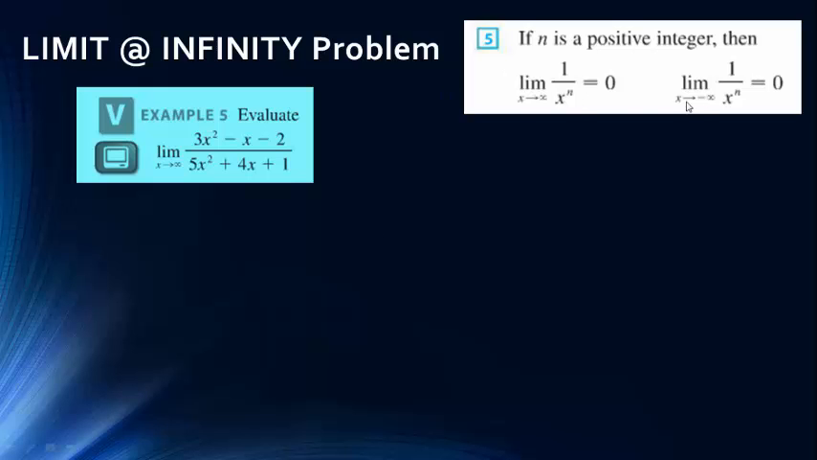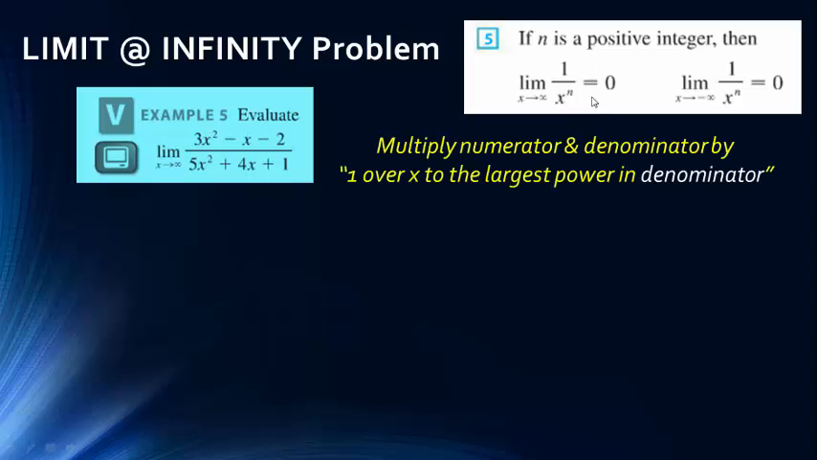So using this, what we're going to do is we're going to multiply each term in the numerator and each term in the denominator by 1 over the largest power of x that's in the denominator. We're going to multiply the numerator and the denominator by 1 over x to the largest power in the denominator. So what that means is we're going to multiply the numerator. Notice the largest power of x in the denominator is a 2. So we're going to multiply the numerator by 1 over x squared, 1 over x to the power of 2.